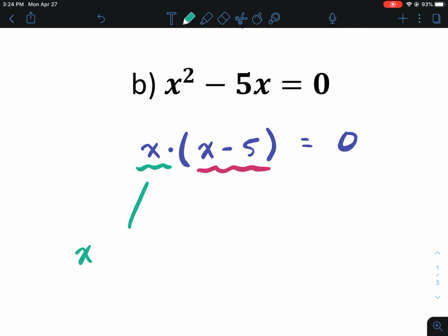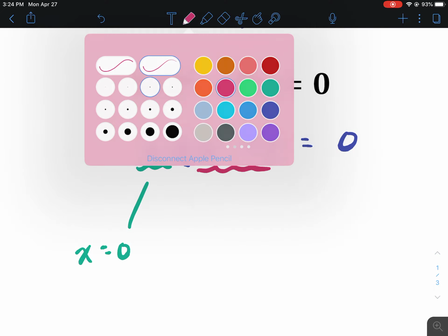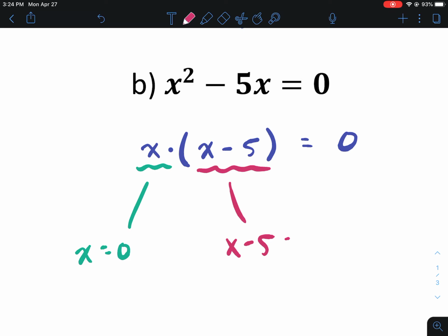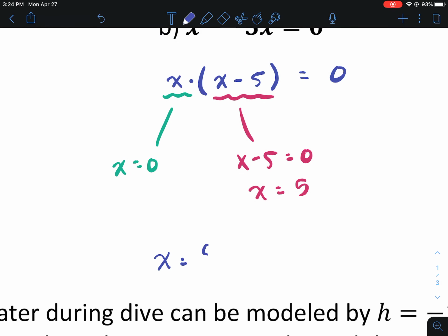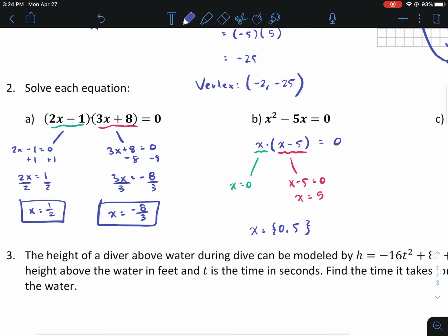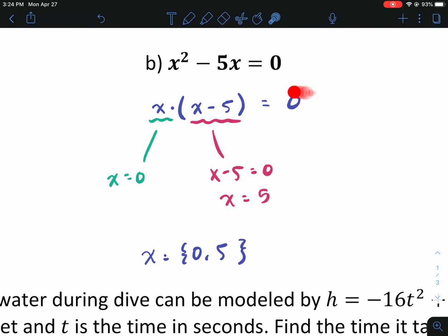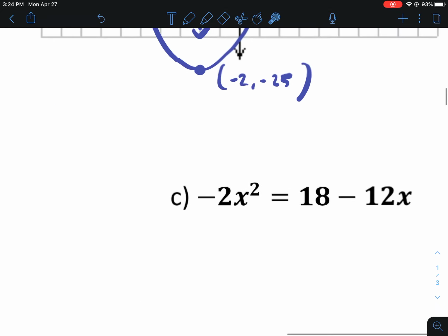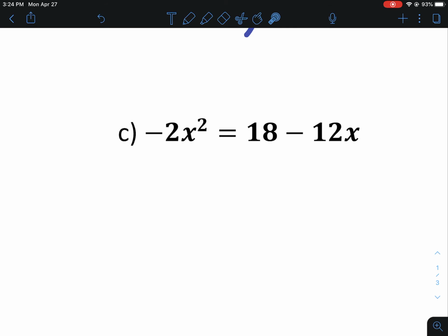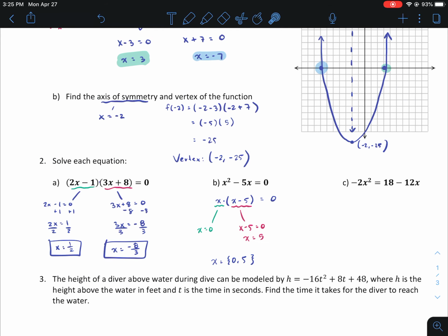So x equals 0 straight up, or x minus 5 equals 0, which means x is equal to 5. Okay, so my two solutions here are x is equal to 0 and 5, right? And just by looking at this, hopefully you're starting to pick up on, okay, a positive a value, this parabola is going to open upwards. My zeros are at 0 and 5, so this parabola is going to be centered at 2.5, right, in the middle.